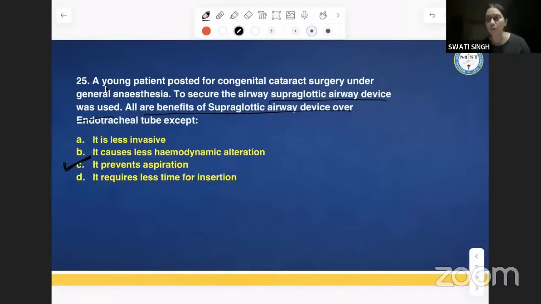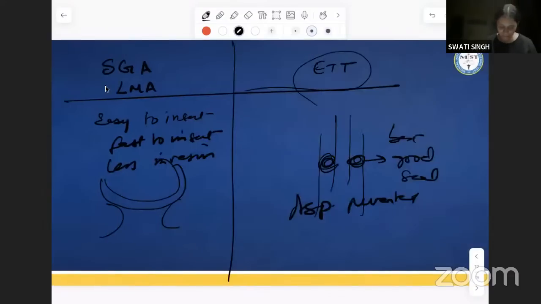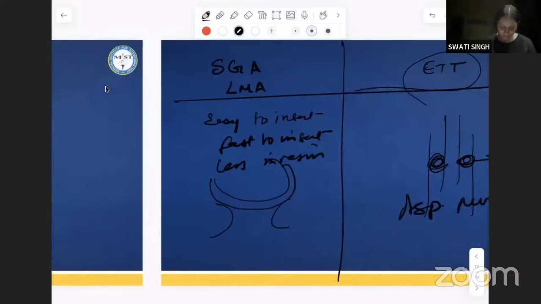This is a wrong option. It is not an advantage of supraglottic over ET tube. This is a disadvantage of supraglottic over ET tube. It cannot prevent aspiration as well as the ET tube. It is fast. It causes less hemodynamic alteration. It is less invasive. But it cannot prevent aspiration as well as the ET tube. That's the major issue. Therefore, in a patient with a high risk of aspiration, we always intubate. We don't put a supraglottic airway device. So the answer has to be C.